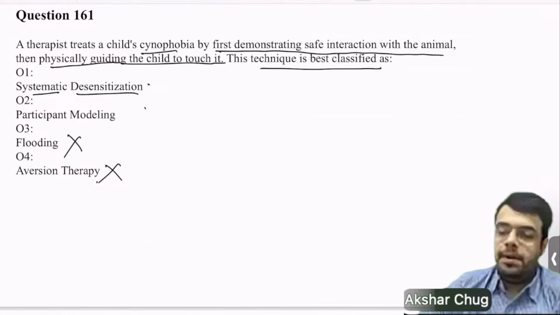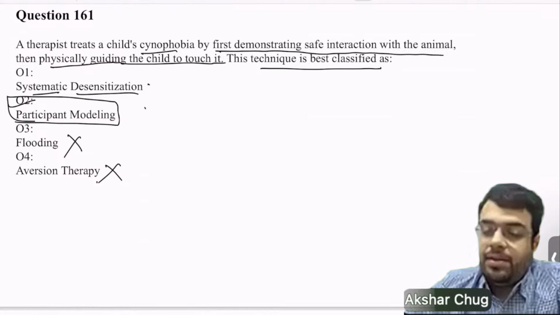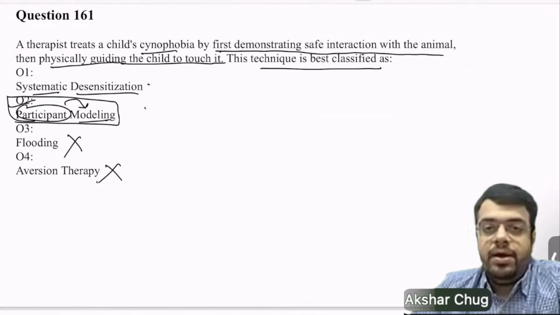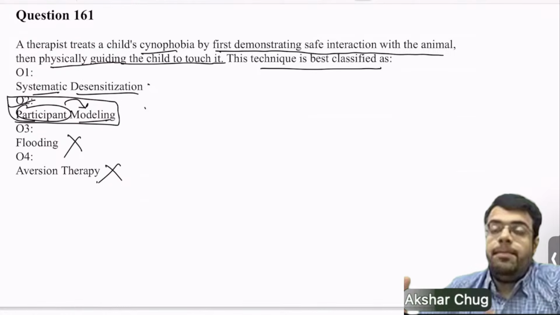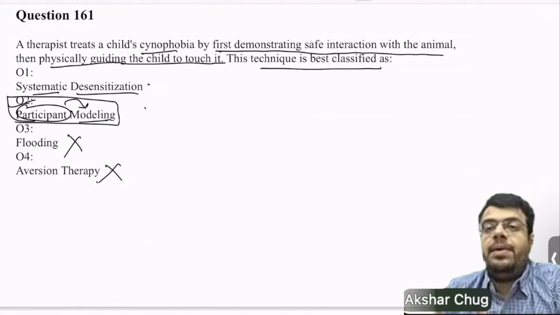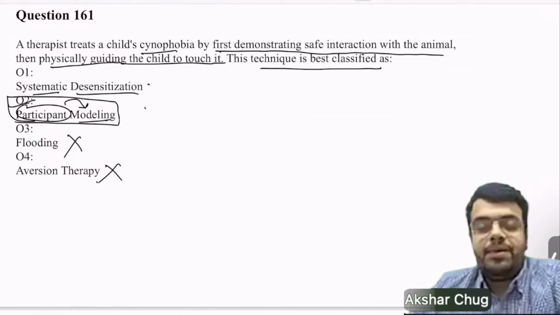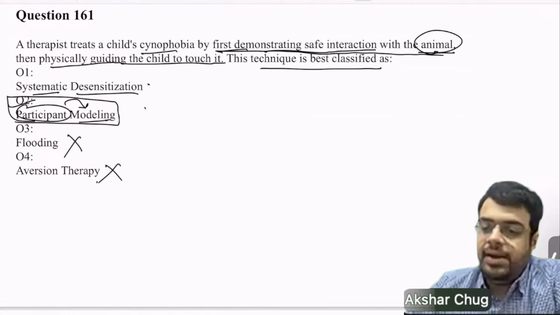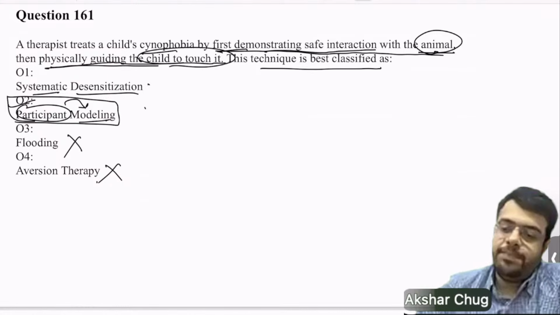But it's participant modeling. This is what is shown in this example, where the participant, which means the patient, is shown what he has to do by modeling the fear. So, for example, if someone is afraid of the dark, the examiner will put himself in a dark room and will encourage the patient that if nothing has happened to me, nothing will happen to you also. So this is a classical example of participant modeling, in which first demonstrating safe interaction with the fear, it could be any fear, and then physically guiding the person to overcome the fear, right? So this is a classical example of participant modeling.